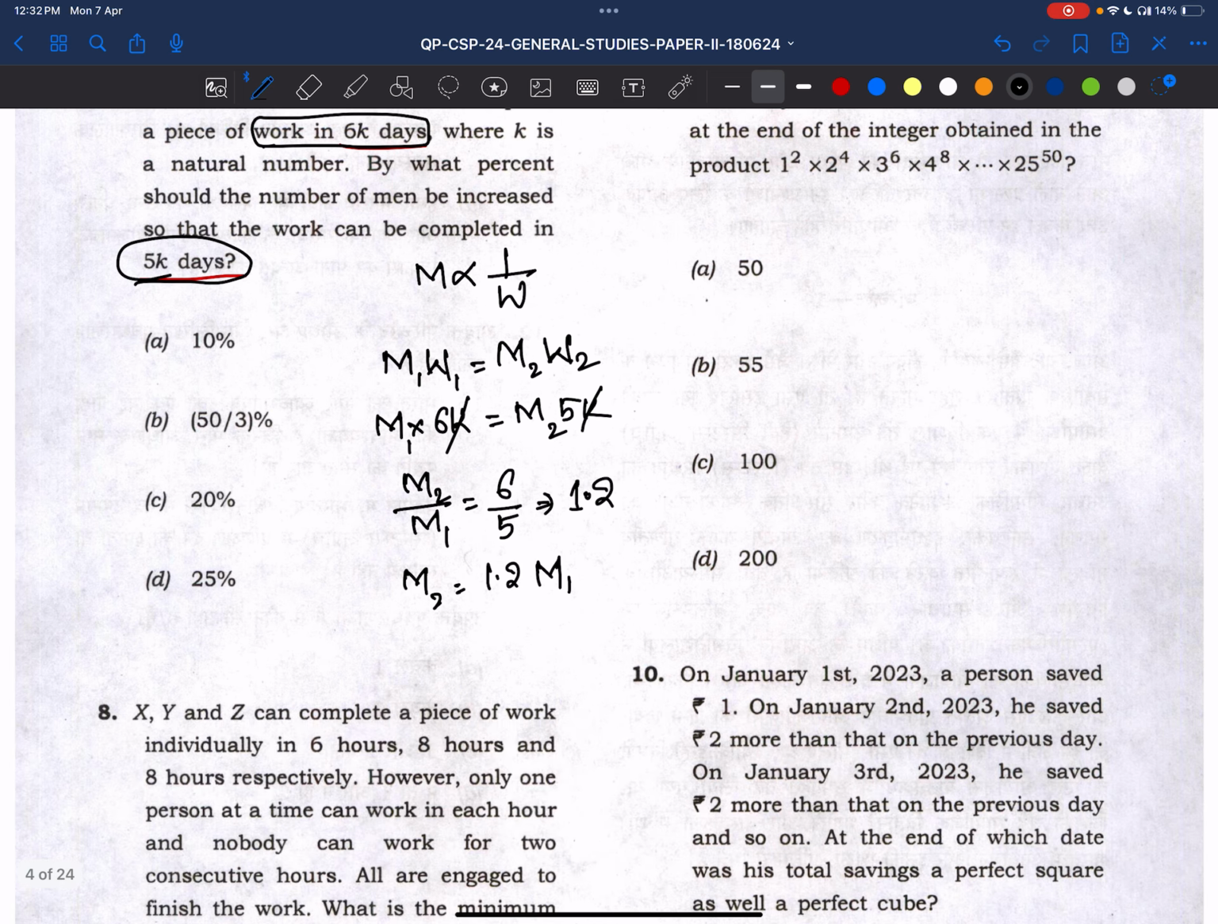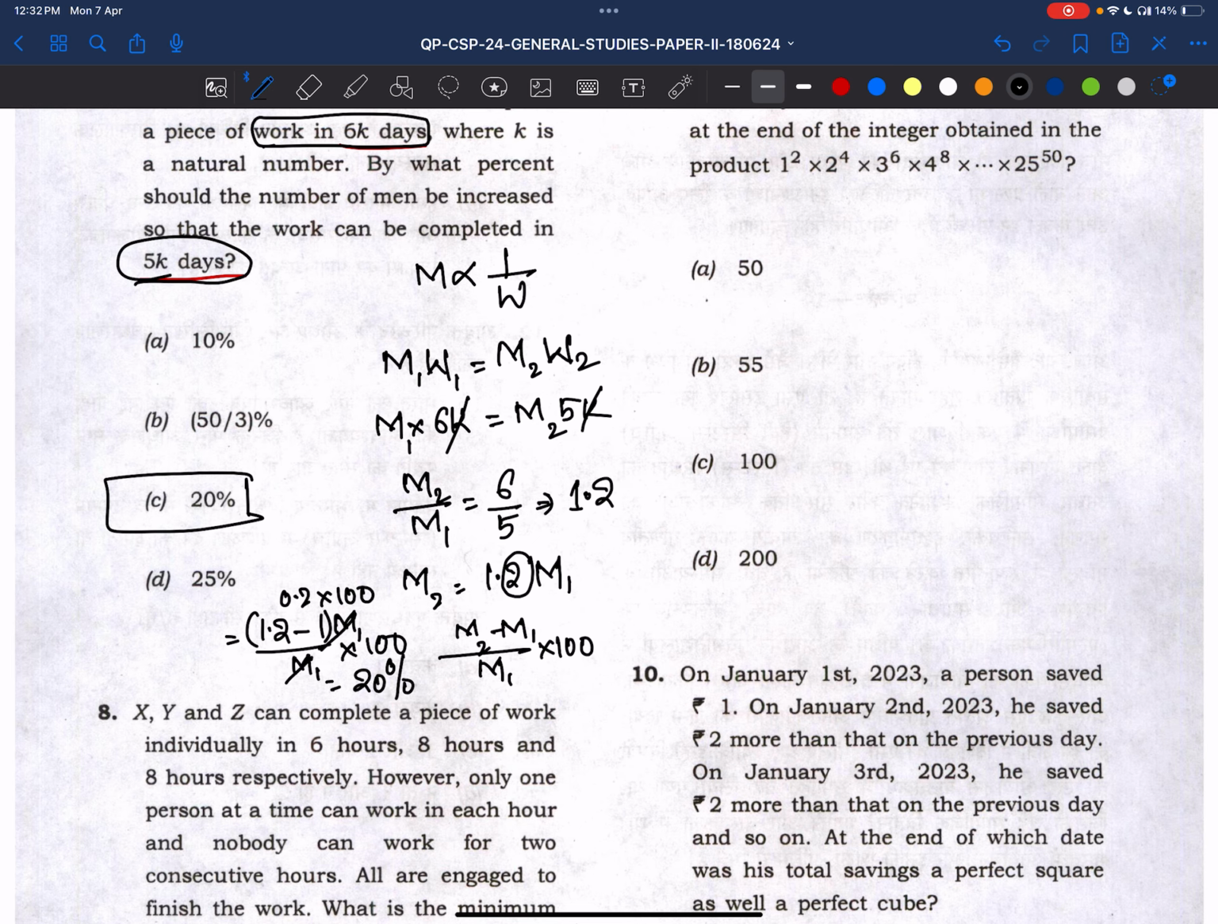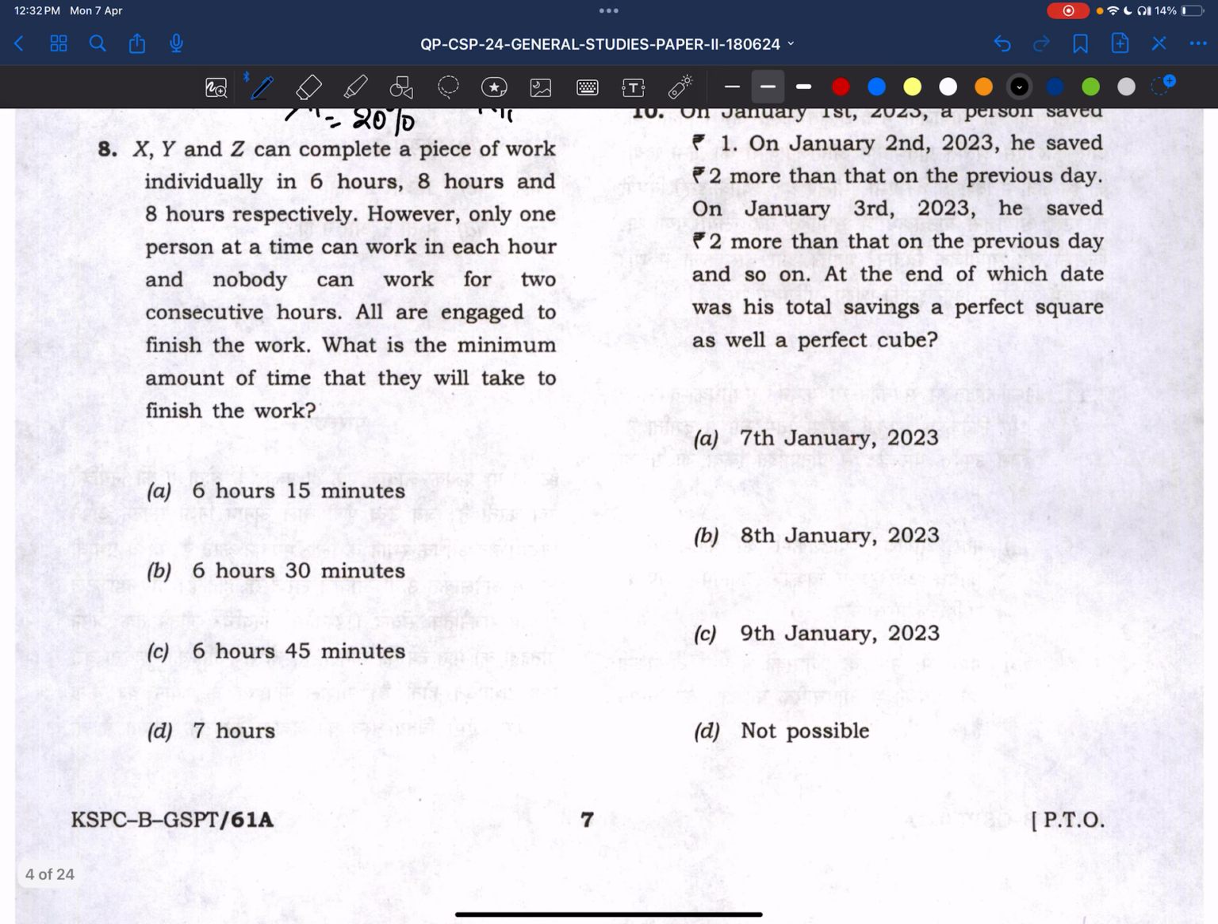He's asking by how much percentage the men should be increased. See here, this is 0.2. Right? How much percentage increase means what? M2 minus M1 by M1 into 100. What is M2 value? 1.2 times of M1. So 1.2 M1 minus M1 by M1, if you take M1 as common here, into 100. M1 M1 gets cancelled. This is 0.2 into 100. It will be 20%. Okay. Let's go to the next question.